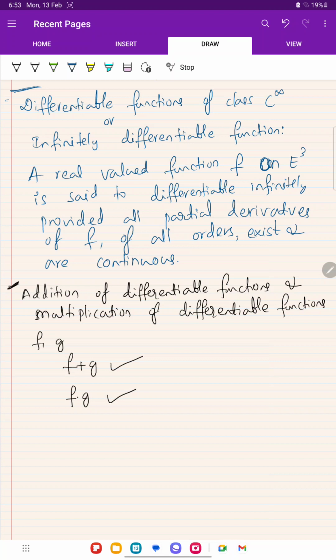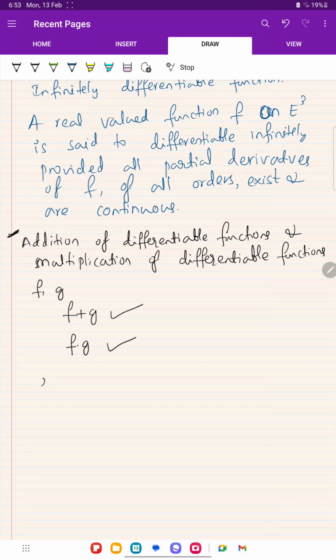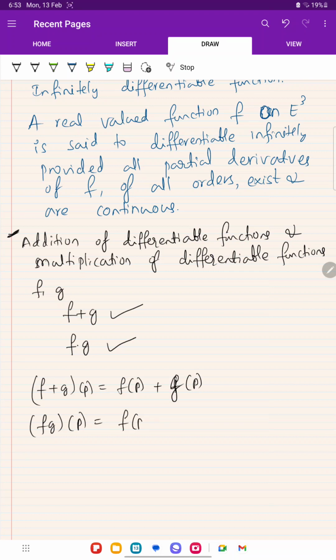Suppose we want to find the sum of differentiable functions at a point P. First we sum the two functions and find the function value at the point P. So this is equal to f of p plus g of p. For multiplication, this is the same as f of p into g of p. This is how we find the value of the sum of the two functions at a point P, and the value of the product of two functions at a point P. So this is all about addition and multiplication of differentiable functions.